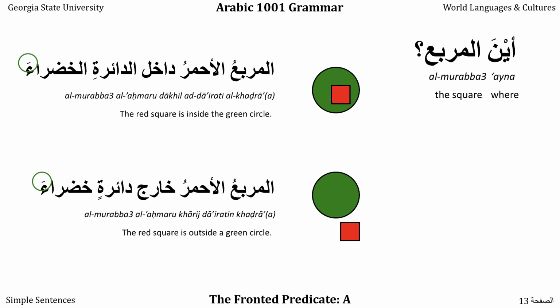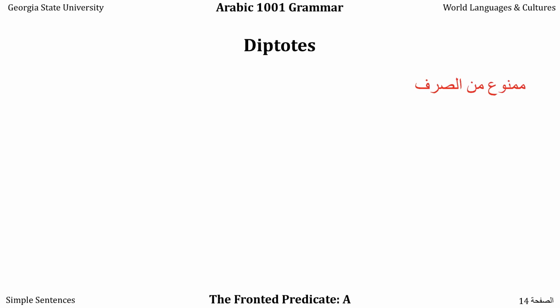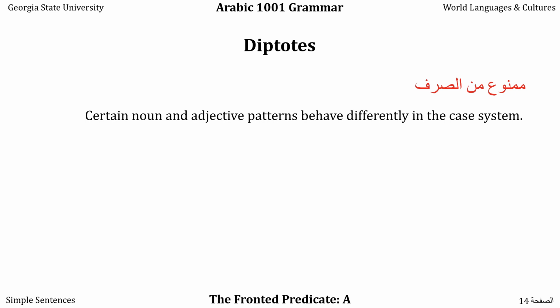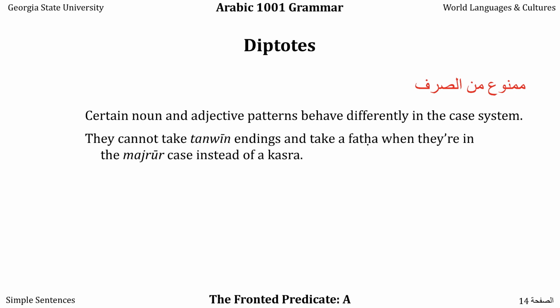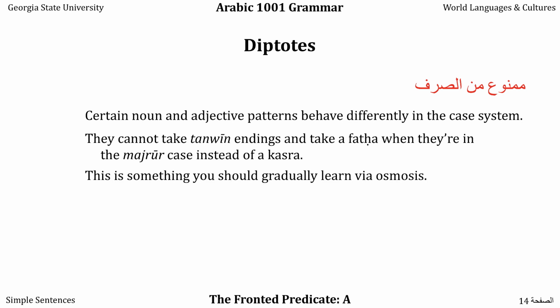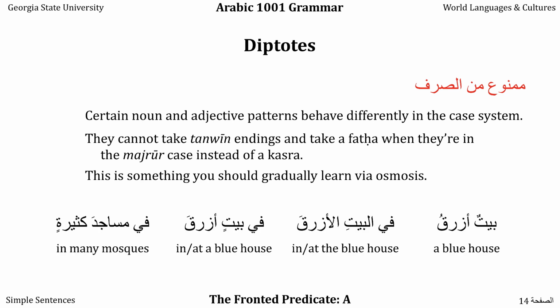Words that belong to this class of patterns cannot take tanween endings and take fathas where they would normally take kasras. In English, we call them diptotes as opposed to triptotes. Diptotes take only two case markings. In Arabic, we call them mamnu' min as-sarf, which means something like conjugation prevented. Certain noun and adjective patterns behave differently in the case system. They cannot take tanween endings and take a fatha when they're in the majrur case instead of a kasra. And this is something you should gradually learn via osmosis and not worry about as a first-year student.